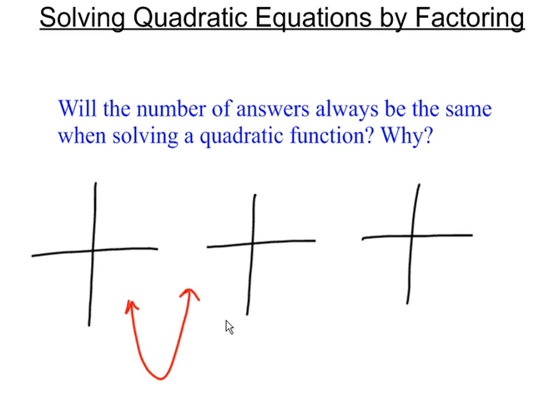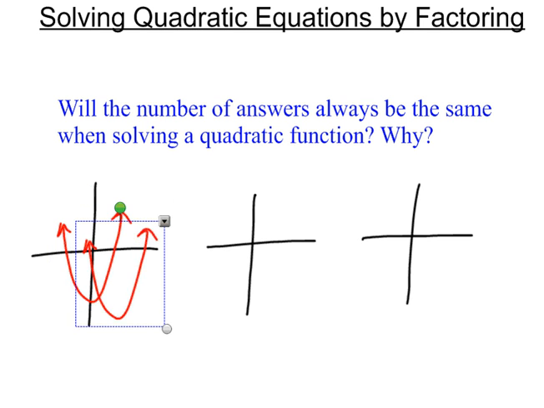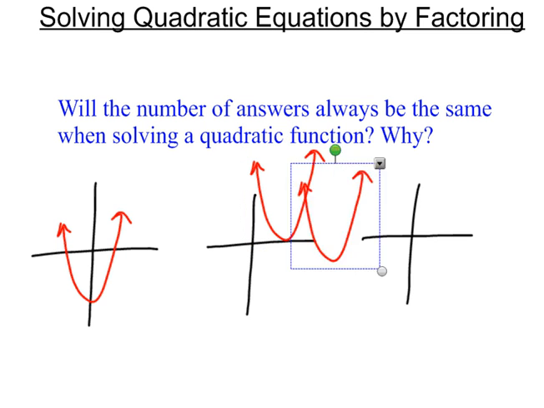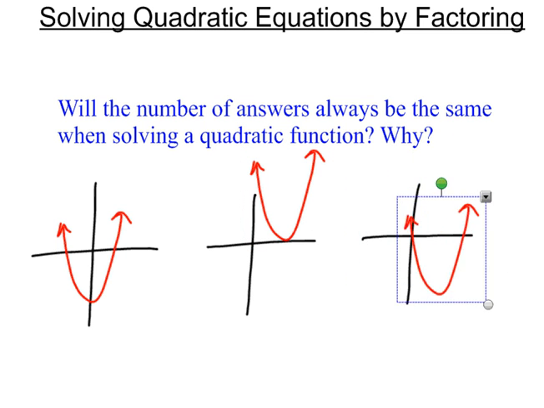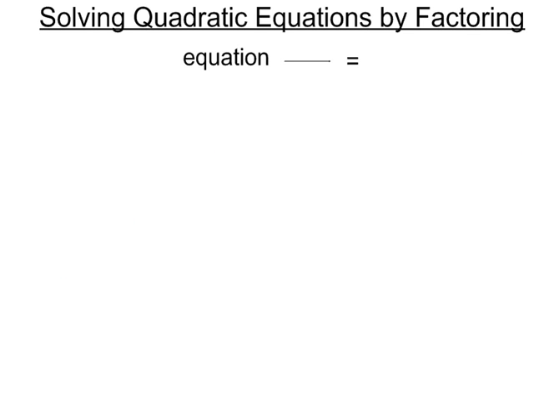We know that our parabola could be crossing in 2 places. It could be sitting on top of the x-axis, or it could be not touching anything at all. So because of that, we can have either 2 answers, 1 answer, or no solutions. So will the number of answers always be the same? Not necessarily, but you know it's going to be one of these 3 answers. So that kind of narrows it down a little bit. So let's take a look at some things about factoring.